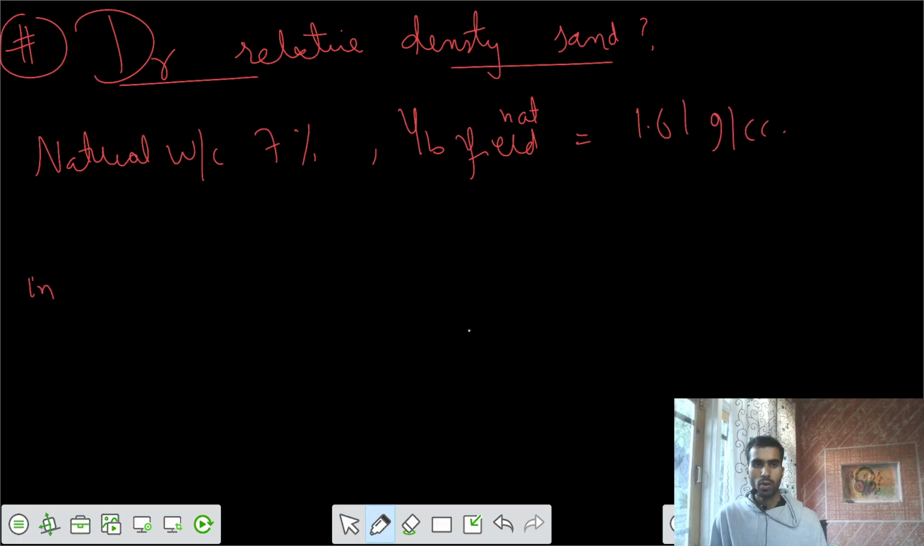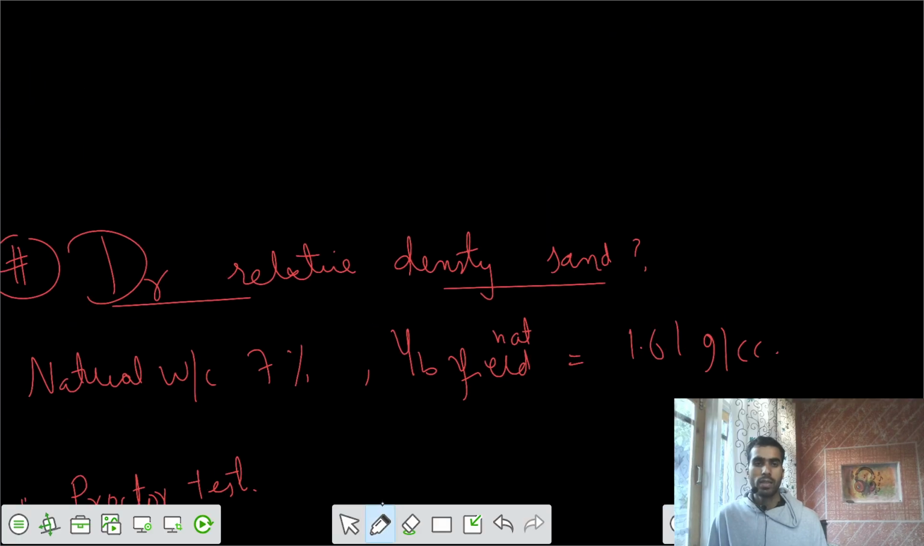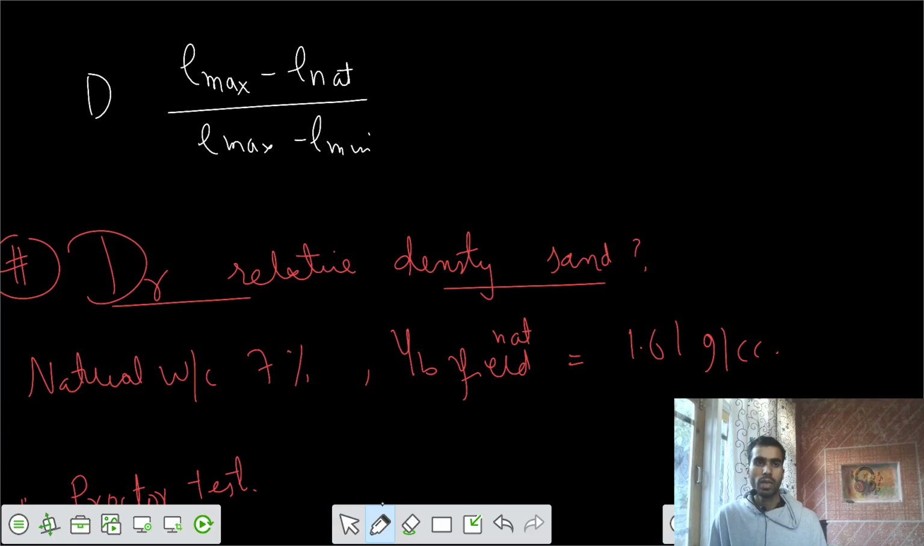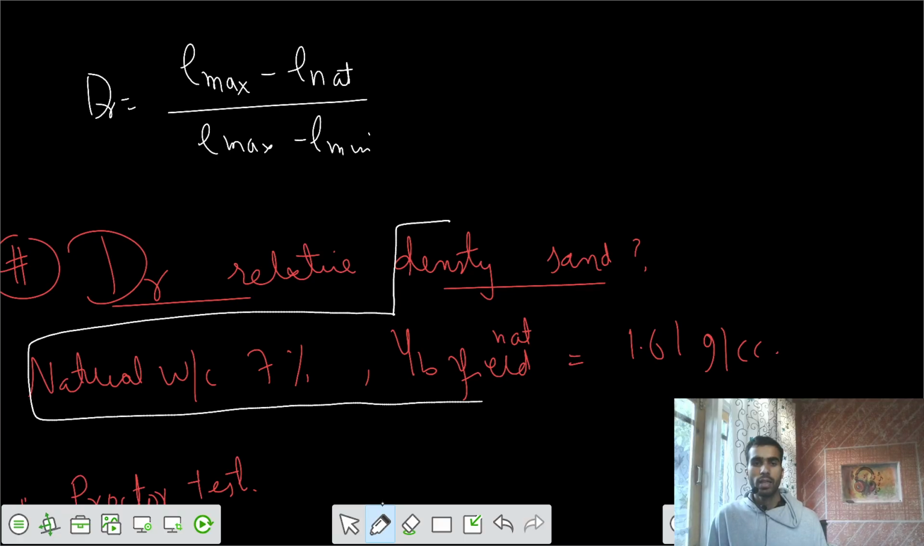Now, we have a Proctor test in the lab, so your mold was having a volume of, yeah, there was a mold. We are performing the Proctor test. We want to get the relative density for your sand, and for that I have the equation: relative density equals (e max minus e natural) divided by (e max minus e minimum). From the natural condition data given, I can get the e natural.